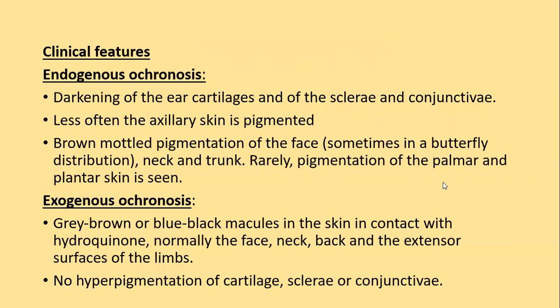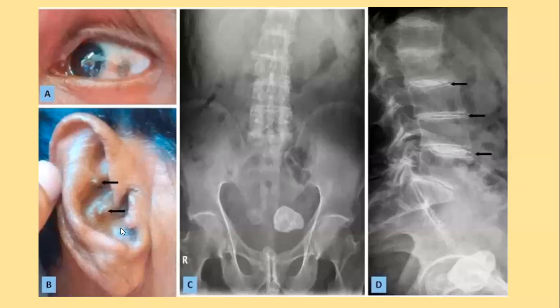Clinical features. Endogenous ochronosis, there is darkening of ear cartilage, of the sclera and conjunctiva. Less often axillary skin is pigmented. Brown mottled pigmentation of face, sometimes in a butterfly distribution of neck and trunk. Rarely pigment on the palmar and plantar skin is also seen. So you can see this pigmentation on the face, and is also seen in the sclera and the cartilage, and even on the bones.